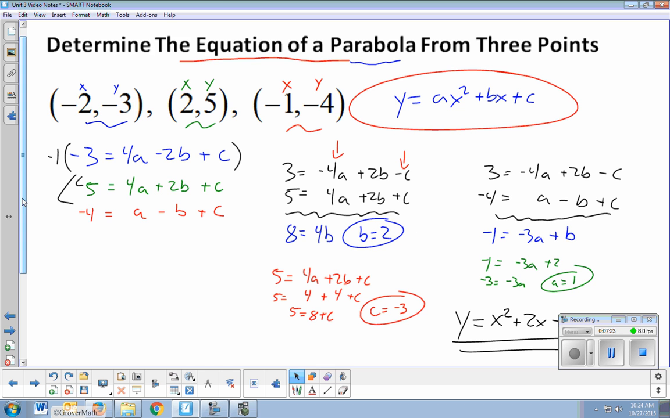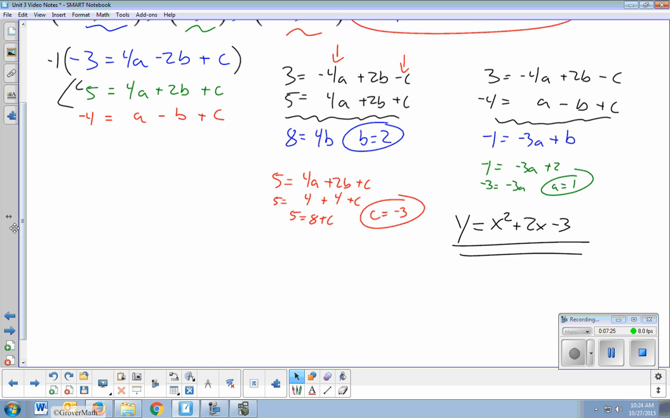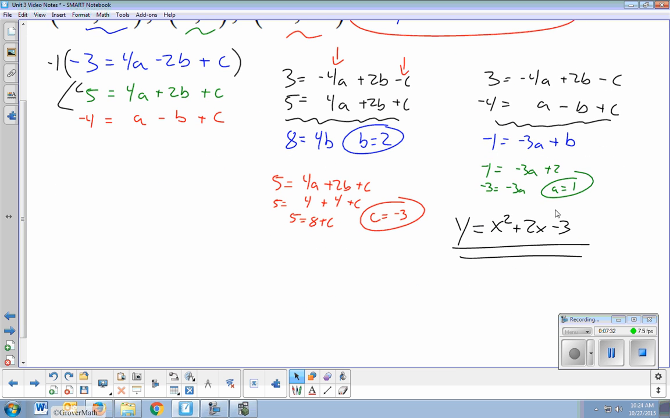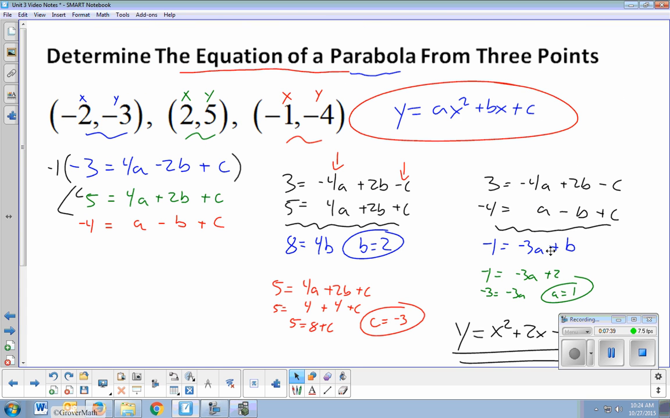But don't forget to write the answer. The answer is the equation. It's not just a, b, c this time. We want the equation of the parabola, not just to find a, b, c. So your final answer is going to be an equation, and the calculator is a real nice, easy way to check your answer for this. And you know for sure you got the question completely correct.